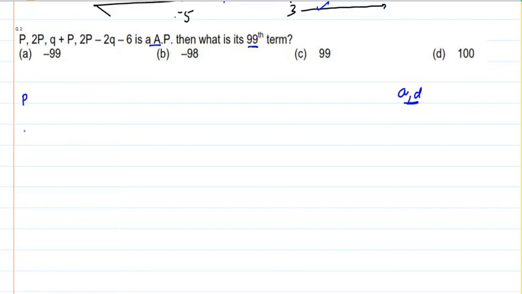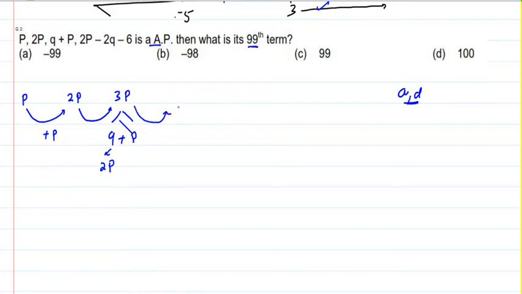given to me as P. The second term is given to me as 2P. So I understand the common difference here is P. So by this logic, the next term should have been 3P. But I have been given the value of Q plus P as the third term. This tells me Q must be 2P. If Q must be 2P, then by this logic, 4P should be the next term.